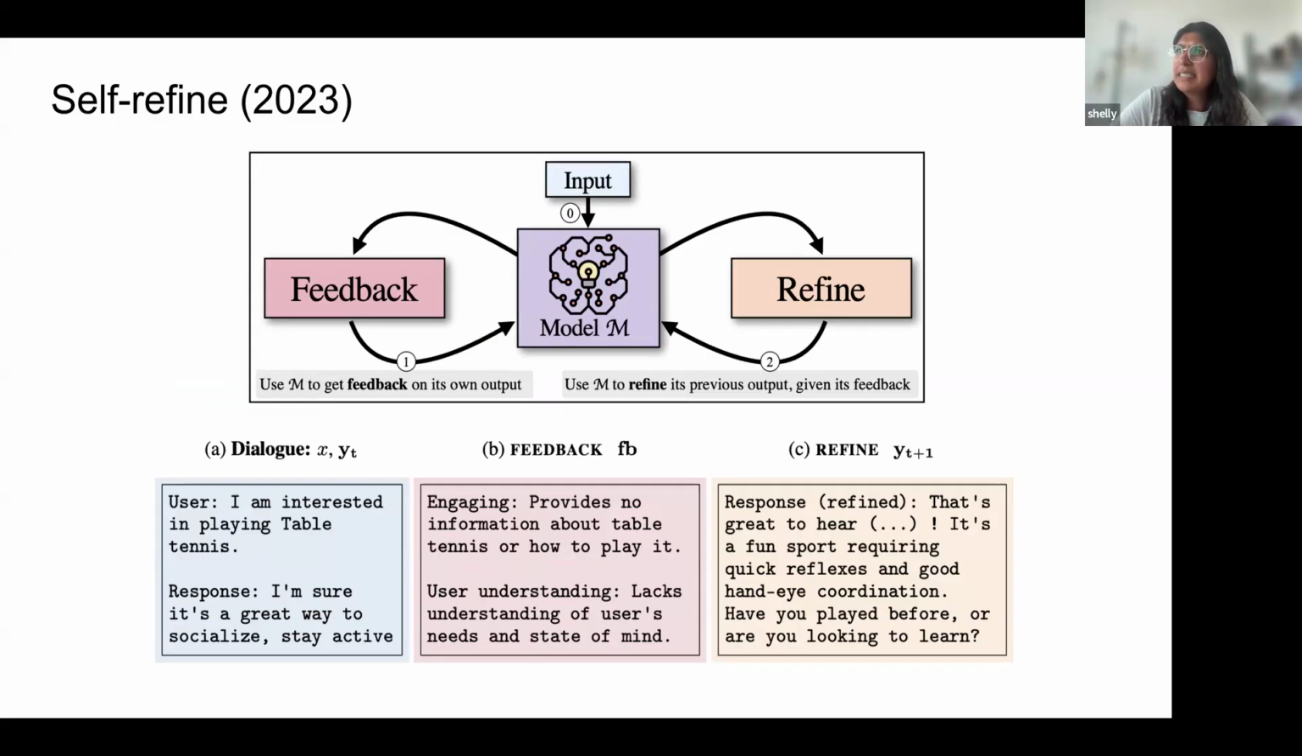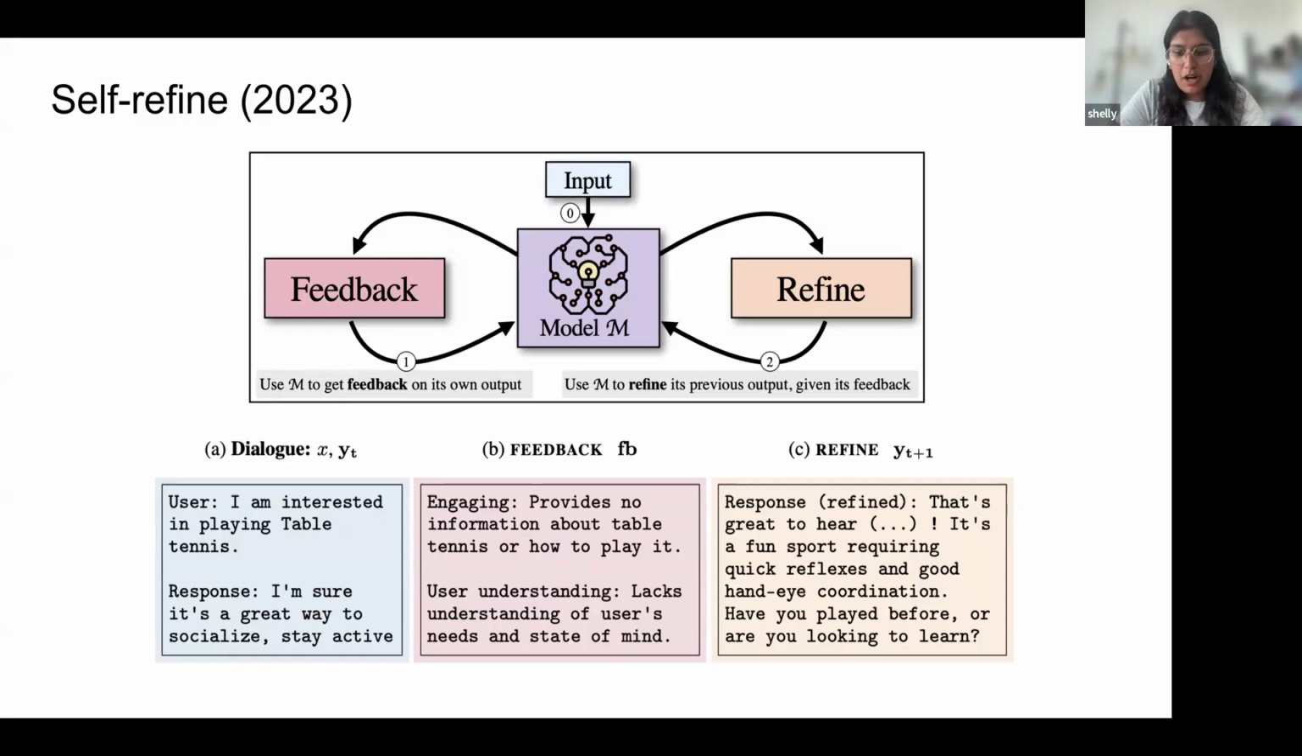I believe it was CMU and maybe the University of Washington, or I'm probably getting that wrong, but a couple of organizations came together to do this work. This is part of a larger narrative around self-reflection with large language models, but they were one of the seminal papers that showed that if you ask a model to self-critique or to provide feedback on its own output, and then use that feedback to refine its answer, you can see up to 20% performance gains.